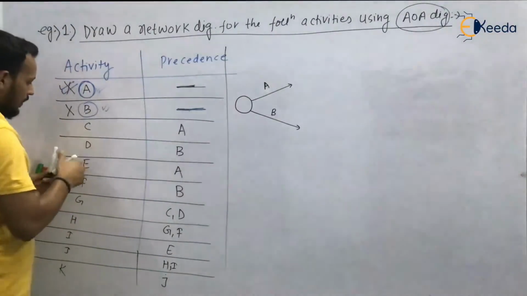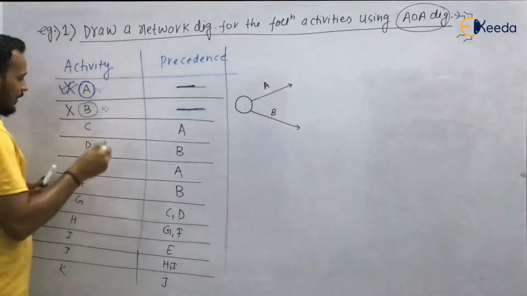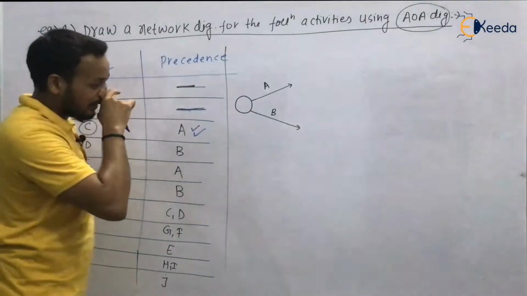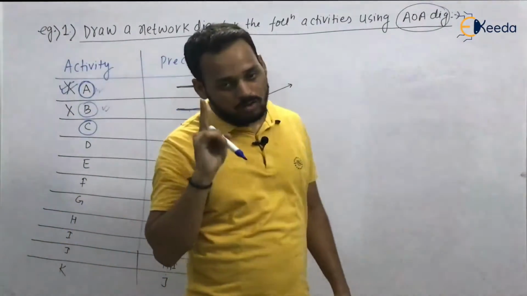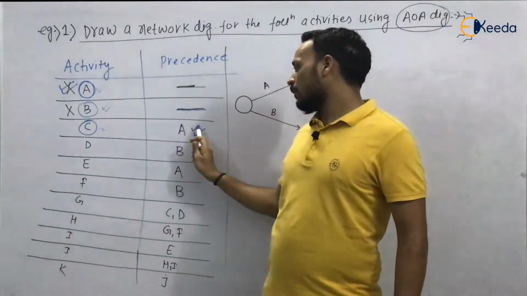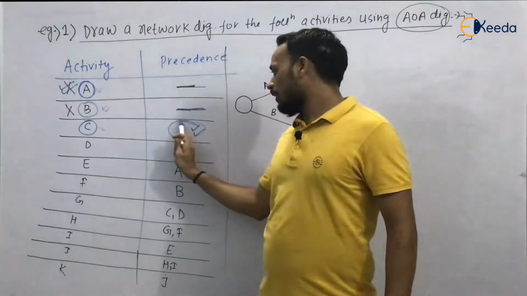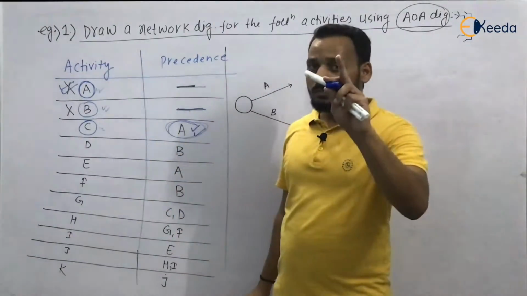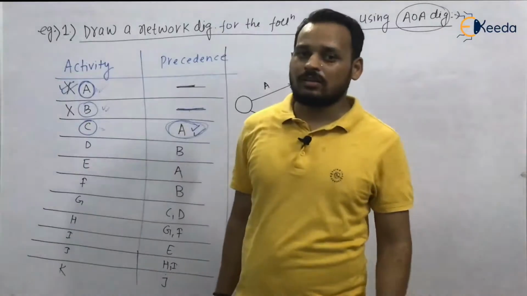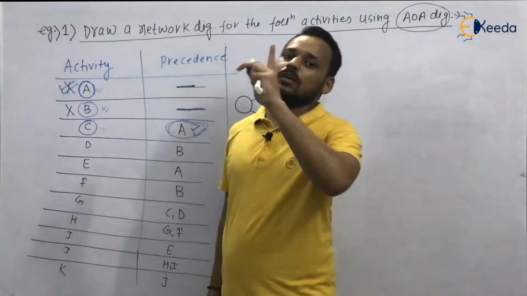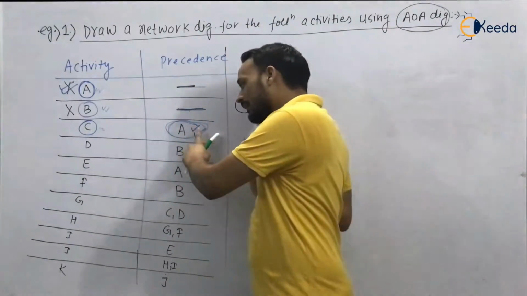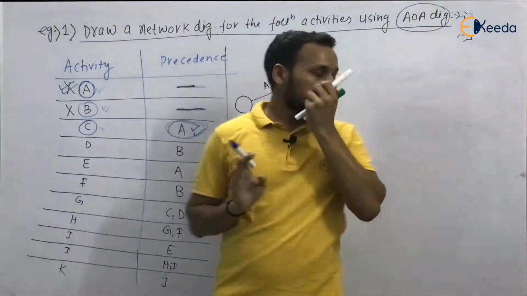Now look at activity C, and the precedence is activity A. It means that activity C can only be started when you have completed the activity A. It was rule number 2, because it says no other activities can be started in spite we have completed the previous activity. So precedence is A. It means you have to complete the activity A, then you have to start the activity C.